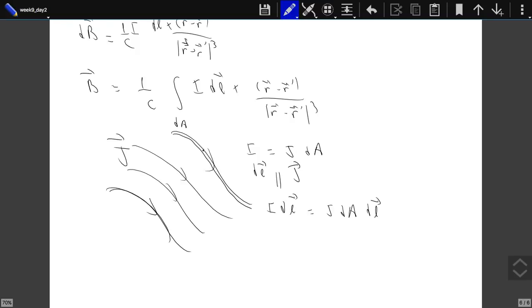So I am just assuming a very small segment over here. This is my dL, with cross-section dA. For that very small segment, I times dL is just J times dA times dL. We have dI.